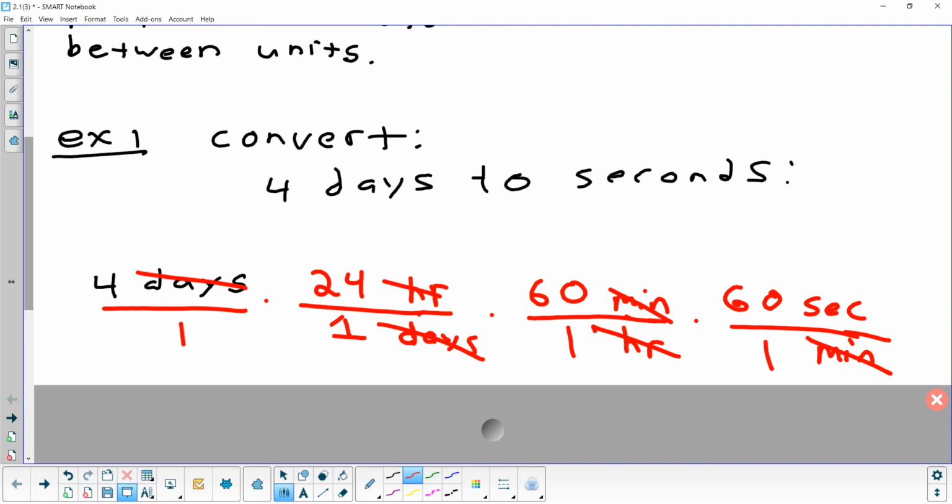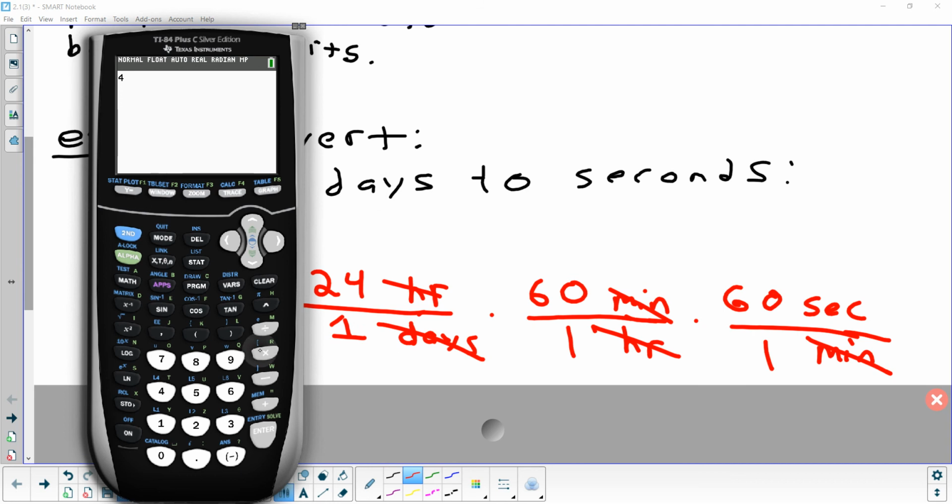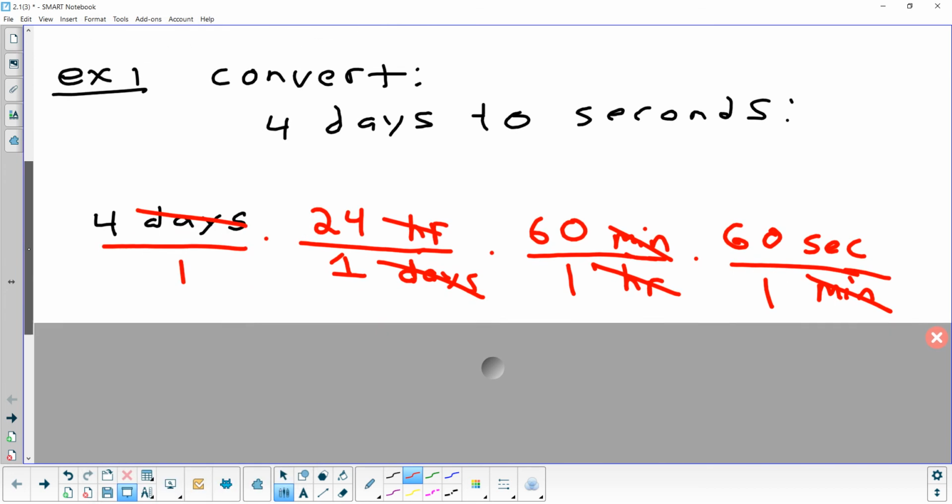Now you multiply straight across. Not always, but a lot of times in the bottom, you're going to end up with ones. So there's nothing we have to do there. Sometimes there will be. It depends. But we're just going to multiply straight across. So we've got 4 times 24, and then 60 times 60 is 3,600. I just did that part in my head. So that's 345,600 seconds.